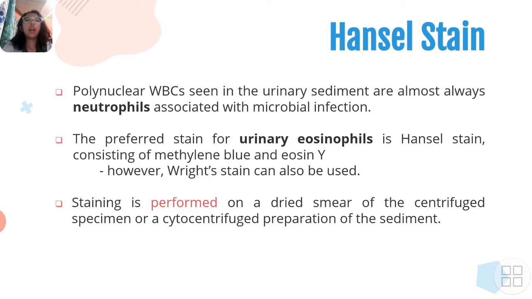Hansel stain. Polynuclear WBCs seen in a urinary sediment are almost always neutrophils associated with microbial infection. The preferred stain for urinary eosinophils is Hansel stain, consisting of methylene blue and eosin Y. However, Wright stain can also be used. Staining is performed on a dried smear of the centrifuged specimen or cytocentrifuge preparation of the sediment.